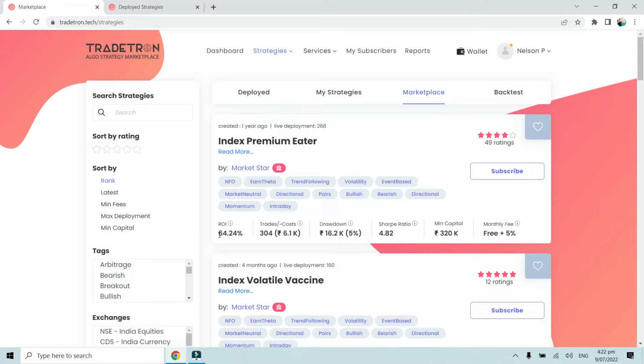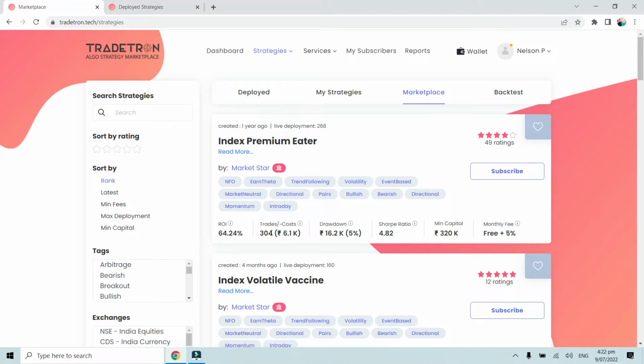All right. So that's the first part. Second is the trades and costs. So as you can see, in the last month, this is basically the number of trades that the strategy has taken. All right. So 304 trades it has taken in the last month.